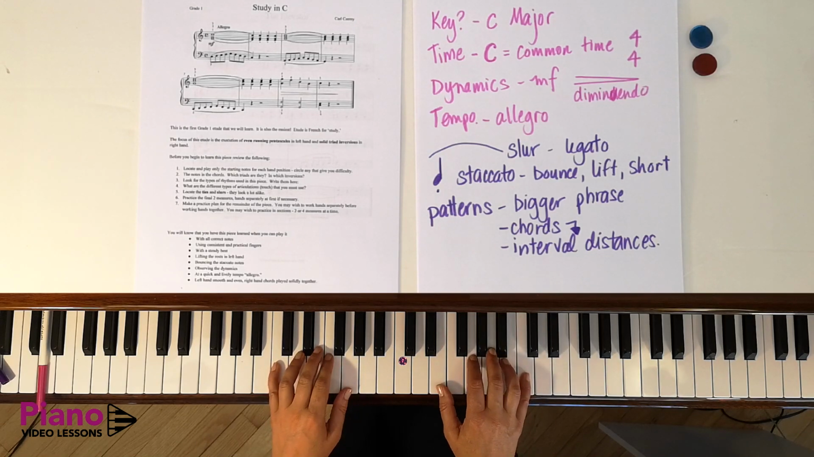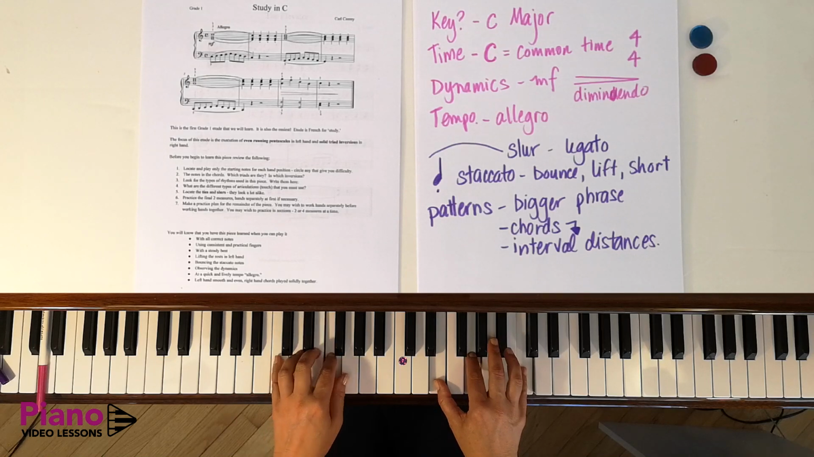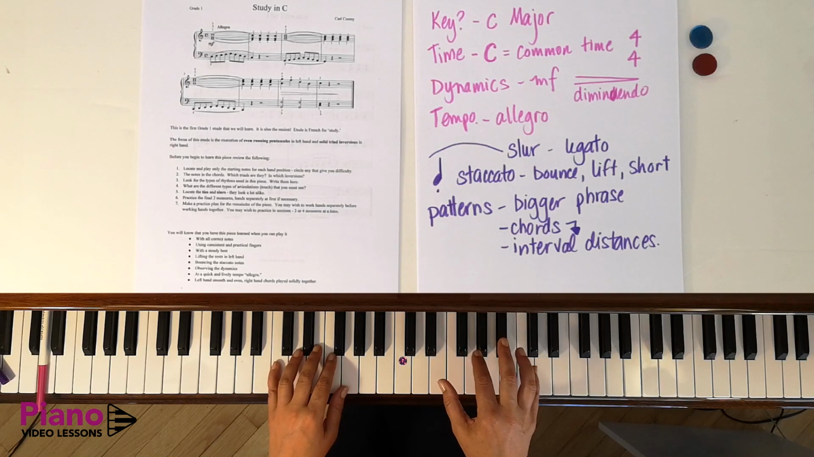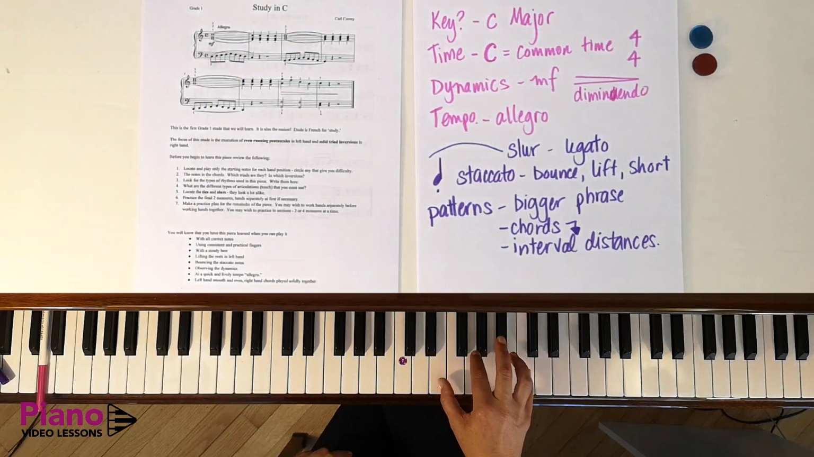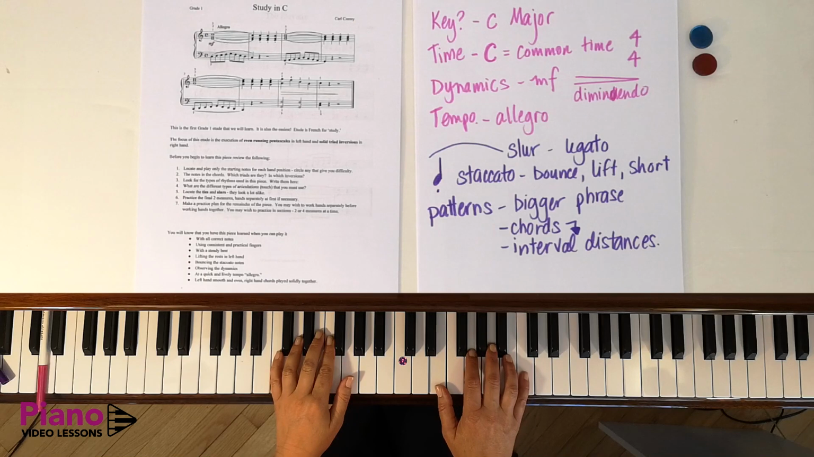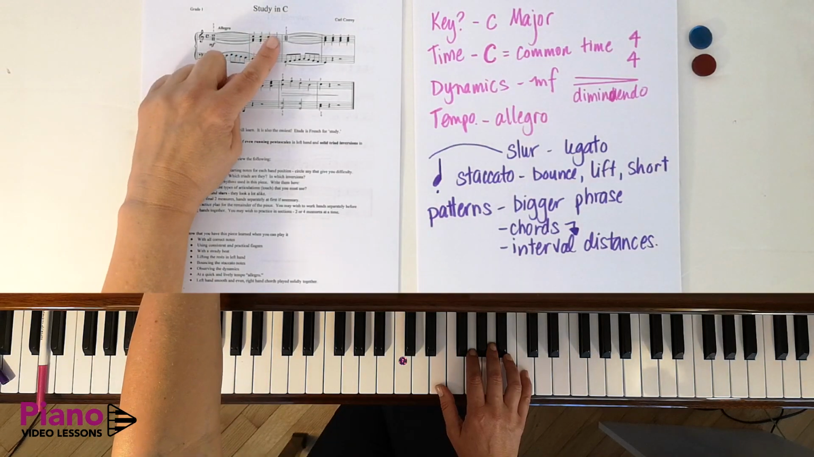So we can count this. Let's go slowly. 1 and 2 and 3 and 4 and off, 2 and 3 and 4 and. I'm playing the left hand connected with legato and the right hand staccato. So now let's play the next 2 measures. Let's first look at them.